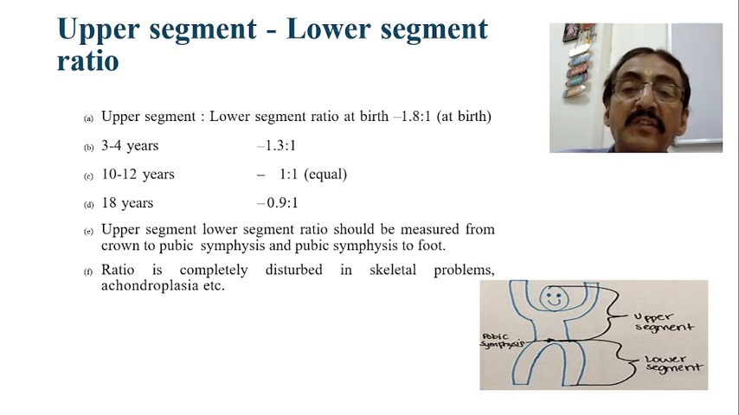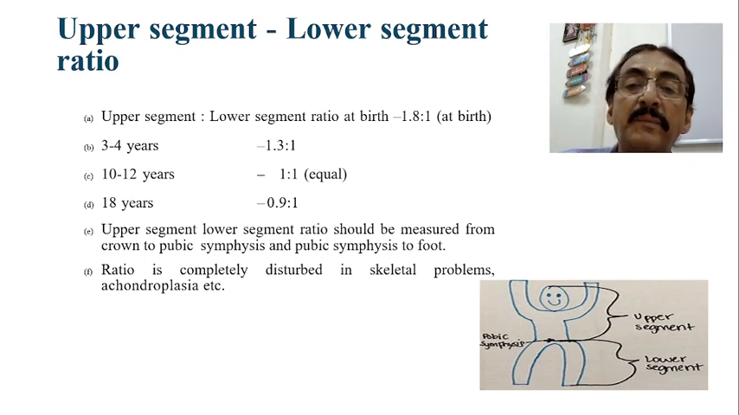The upper segment should be measured from the crown to the pubic symphysis. So what is the upper segment? Starting from the crown, the scalp, to the pubic symphysis, that is the upper segment. From the pubic symphysis to the foot, that is called the lower segment.